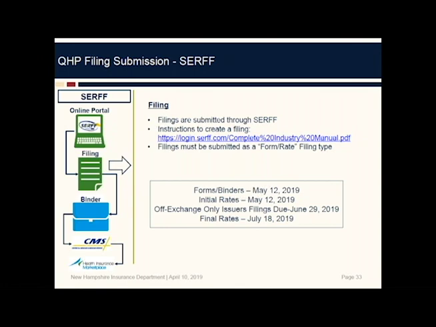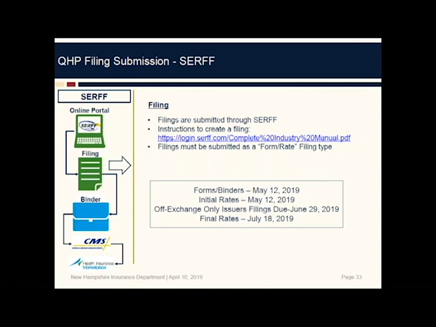Again, instructions to create a filing are found in the SURF Industry User Manual that's located under the Help link in the top right-hand corner of SURF. Filings must be submitted as a form rate filing. On the calendar below, on-exchange forms and binders are due on May 12th, 2019, with the initial rate filing due also on May 12th.